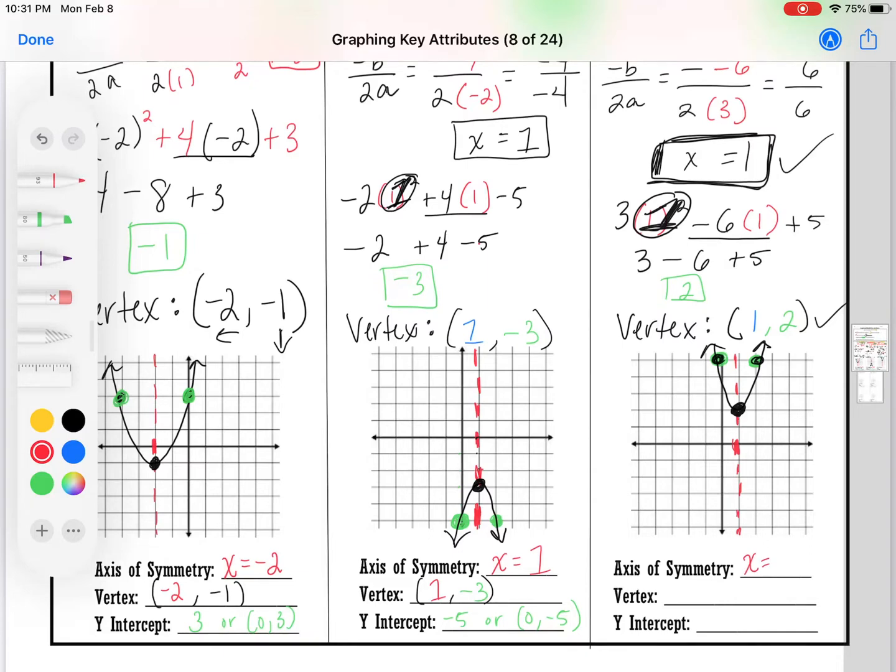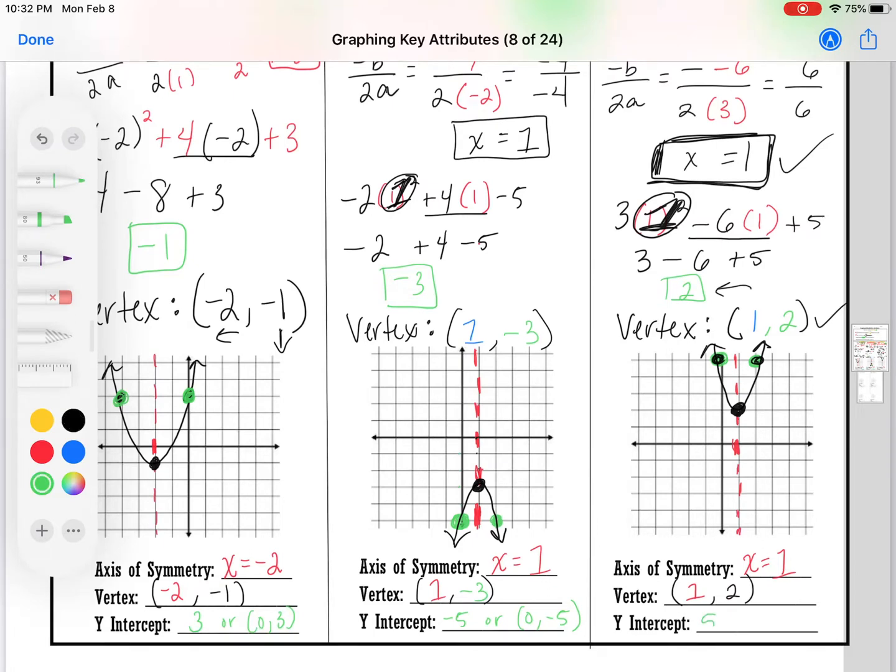We know the axis of symmetry is x equals. It's the line that goes down the middle of your graph, so it's a positive 1. The vertex is the ordered pair that has the axis of symmetry, so that's 1, comma. And then we solved for our other number, which is right here. We plugged it in, we solved, and we got positive 2. So that's my vertex, 1, comma 2.